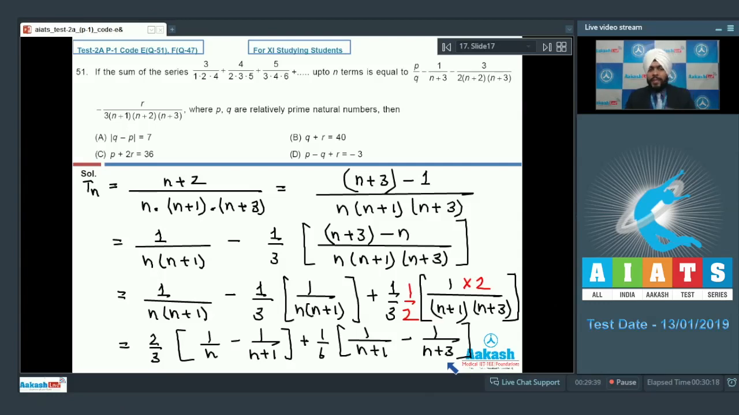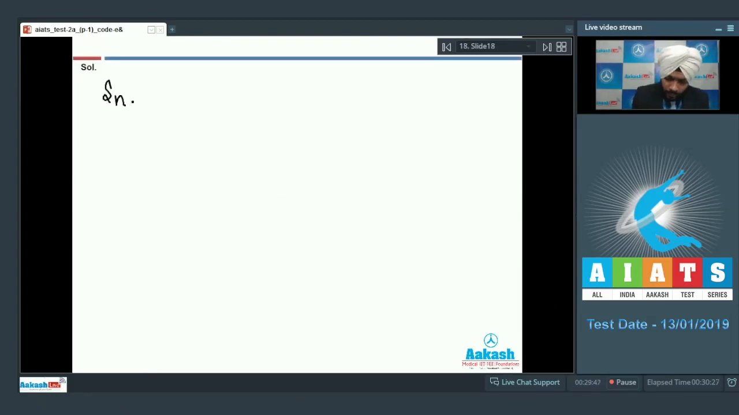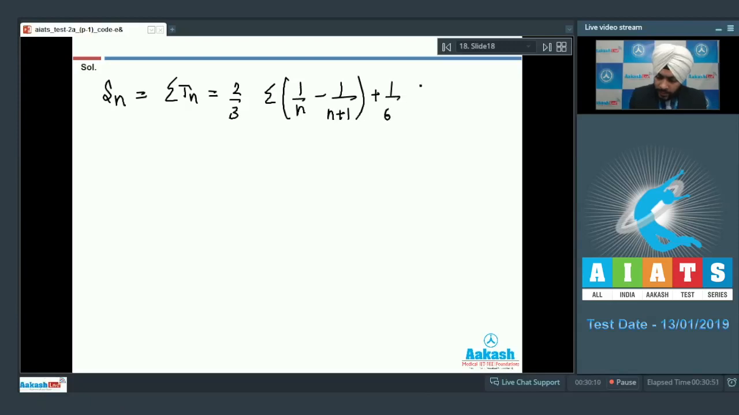So let us write down the sum of this series now up to n terms. This is the general term. So clearly Sn is sigma Tn, which is 2 by 3 sigma 1 by n minus 1 by n plus 1, plus 1 by 6 sigma 1 by n plus 1 minus 1 by n plus 3. Okay, students? Now we know that when we add the first series, I will have one term in the starting and one term in the last, which will be remaining.